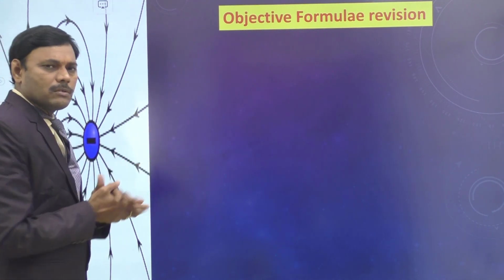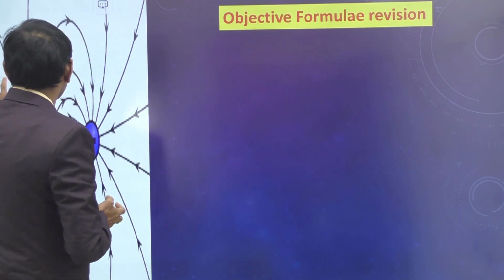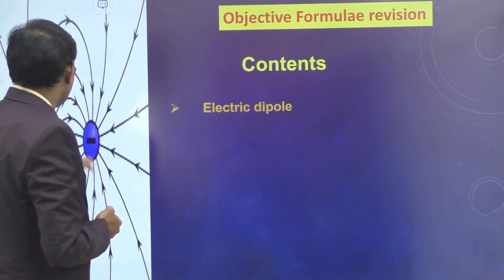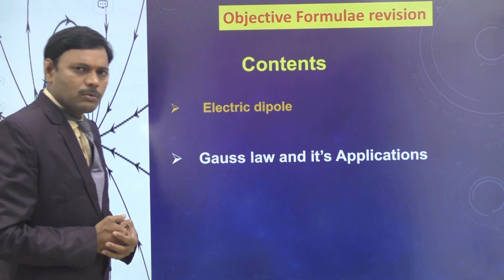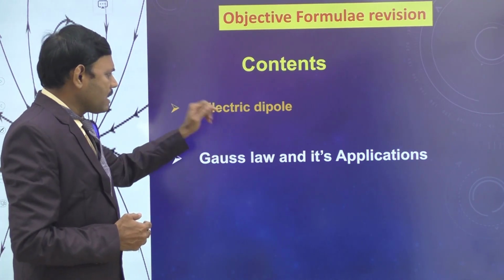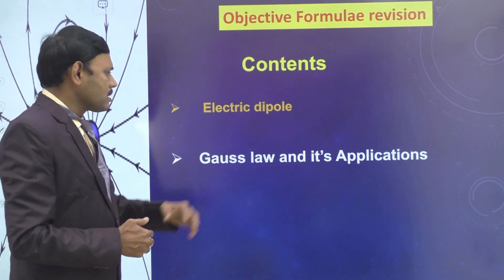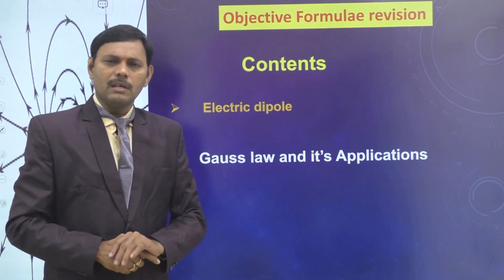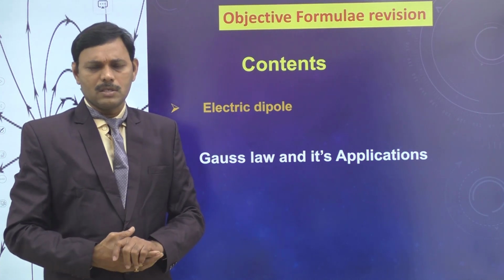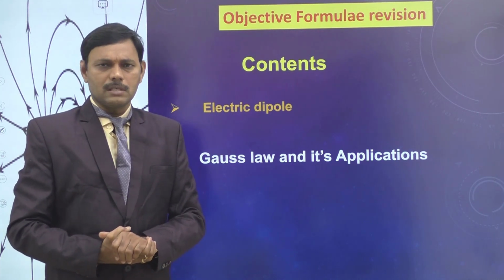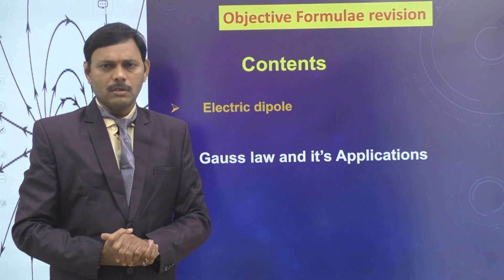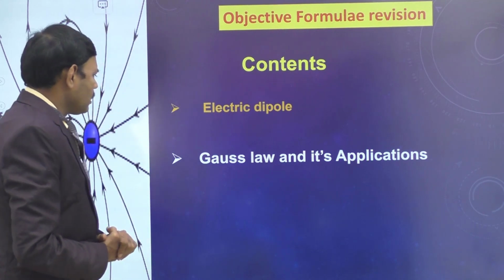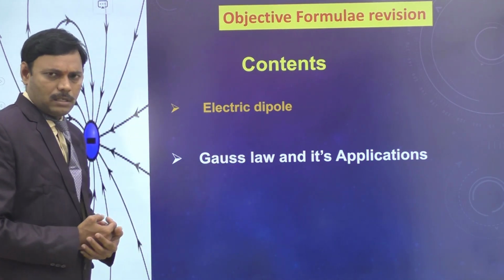So this is an objective formula revision, especially belonging to the charge and field chapter. In this session, I selected two important topics. One is electric dipole. Second one is Gauss law and its applications. Gauss law is very important in JEE Main examinations, especially when you go through the previous JEE Main and Advanced examinations. Most of the questions from the electrostatics chapter belong to this Gauss law and its applications.